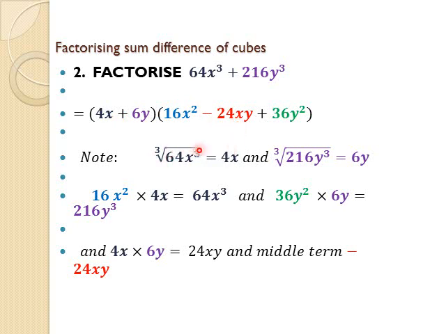So there you see, if you follow the process, cube root of that, 4x. Cube root of 216y cubed, 6y. 16x squared times 4x would give me 64x cubed. 36y squared times 6y gives me 216y cubed, and for the middle term there, 4x times 6y gave me 24xy. Therefore, write negative 24xy to cancel it. So I hope you follow and understand.